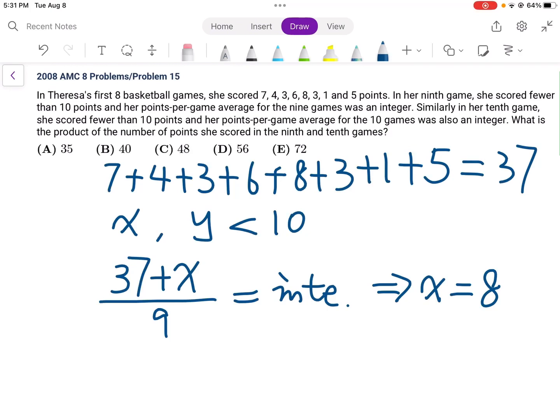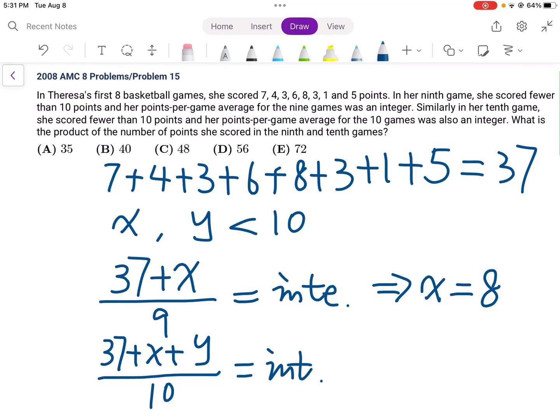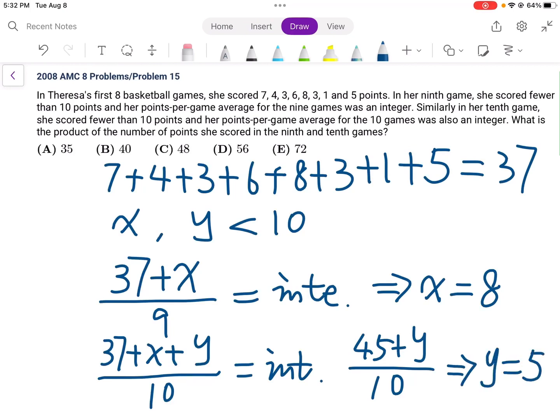And then 37 plus X plus Y is also divisible by 10. And that means 45 plus Y is divisible by 10, and from that we can get Y is 5. Therefore, X multiplied by Y will be 40. The answer is B.